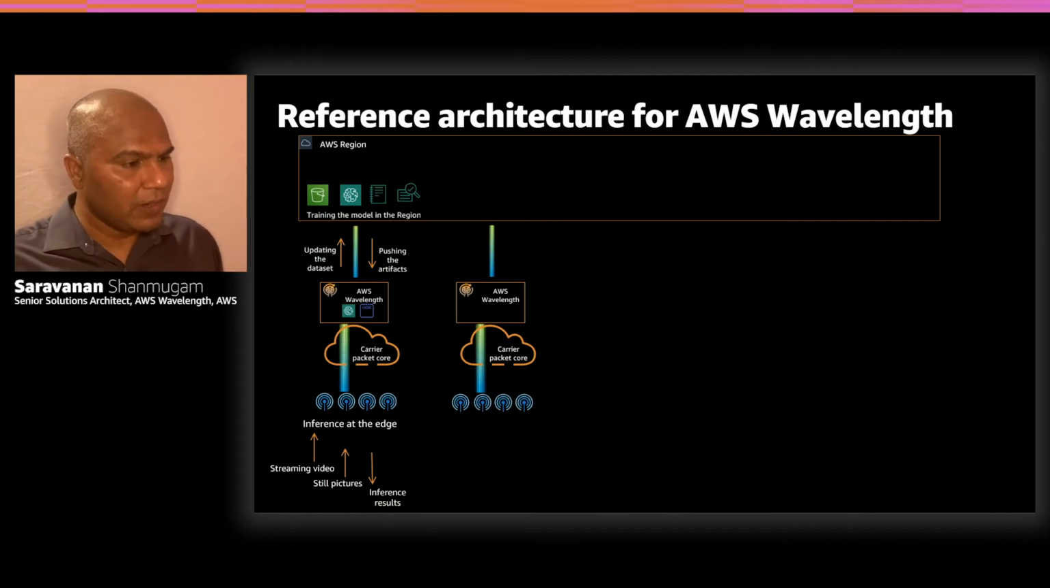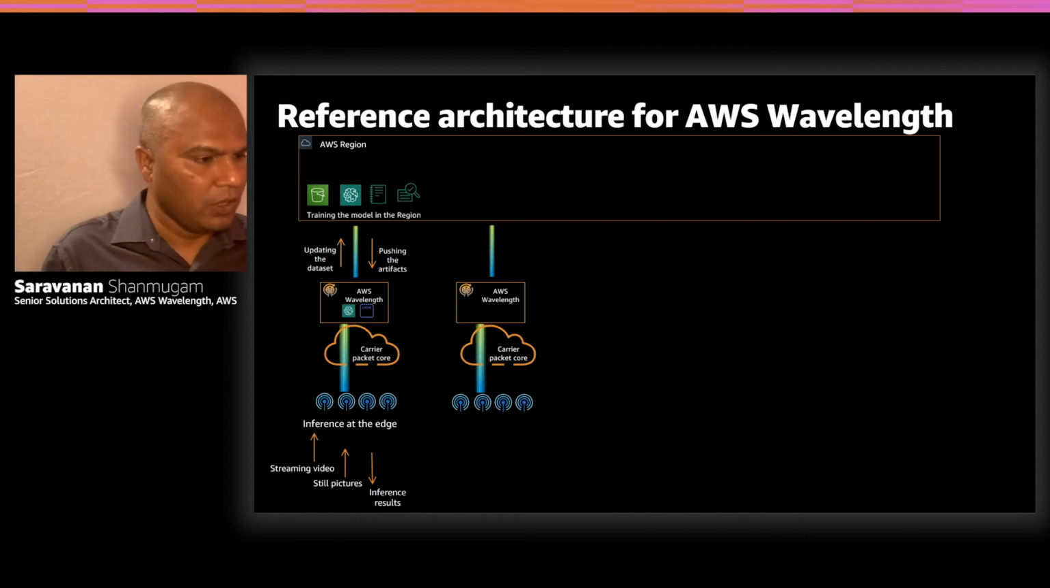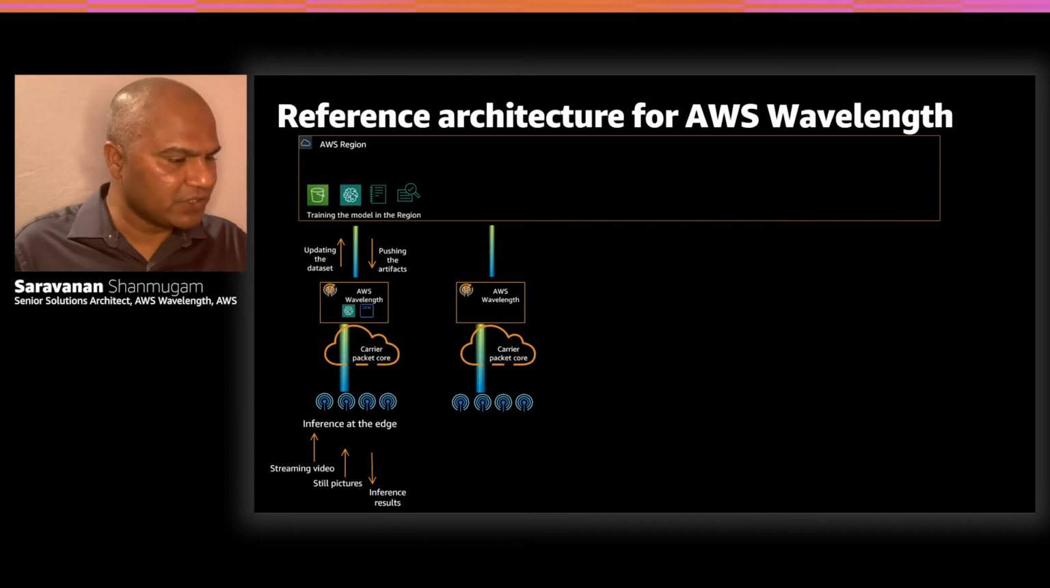As I mentioned, the Wavelength Zones are an extension of the AWS Cloud to the edge of the network, right? And I also mentioned AWS Wavelength Zones are similar to an AZ, but the number of services available in the region compared to the number of services available in the Wavelength Zone is dramatically different, right? In fact, we support the core foundational building blocks of AWS services like EC2, EKS, EBS, and ECS, right?